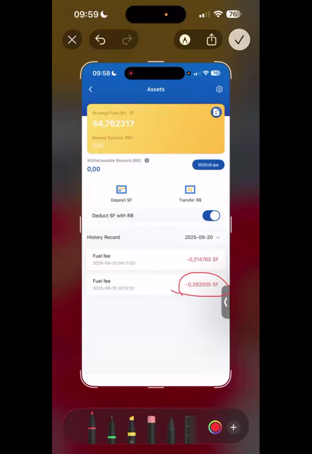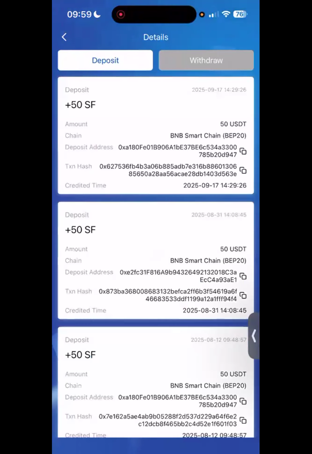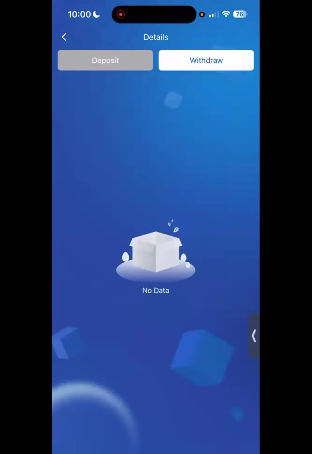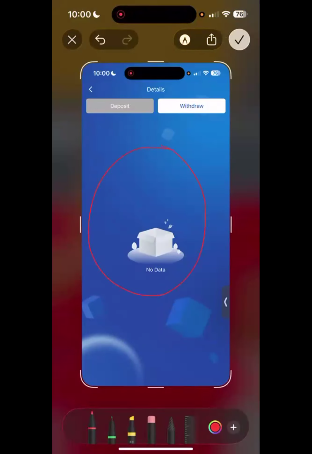So that is good news, right? Is that not good news? You need to jubilate about that because you are making profit. But if you deposited your fuel fee and it's still there after many months, then you should know your profit is moving slow. Okay, so that is the assets. When you tap on deposits, you will be able to see all the deposits that you have made. Withdraw, you'll be able to see. But this account is only for trading. That is why you see no data.